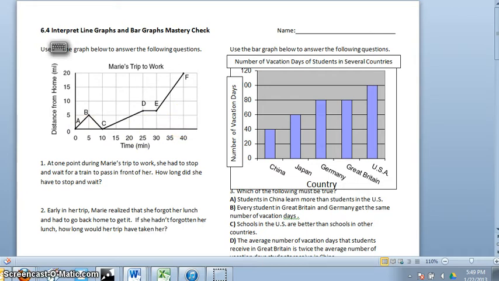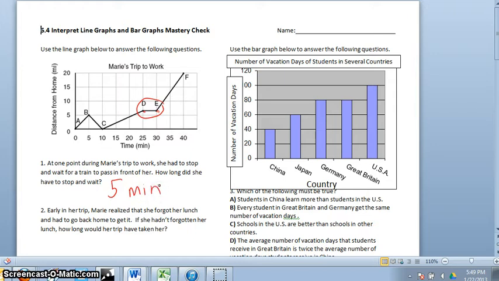And I see a spot like that right here. Her height, her distance from home, is staying the same, but the time is moving on. And that happens from 25 minutes after she leaves to 30 minutes after she leaves. So that's going to be 5 minutes.